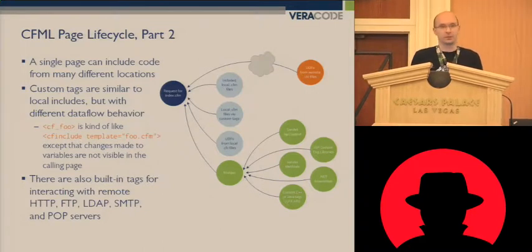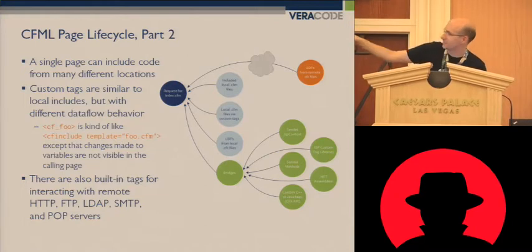Pages can include other pages. There are a few different ways to do this. One of them is to use a tag called cfinclude. The difference between that and another option, which is calling it as a custom tag, is that you literally prefix the name of the file, foo.cfm, with cf underscore, and you call it like that. So if you write cf underscore foo in your code, it looks for a file called foo.cfm and runs it.